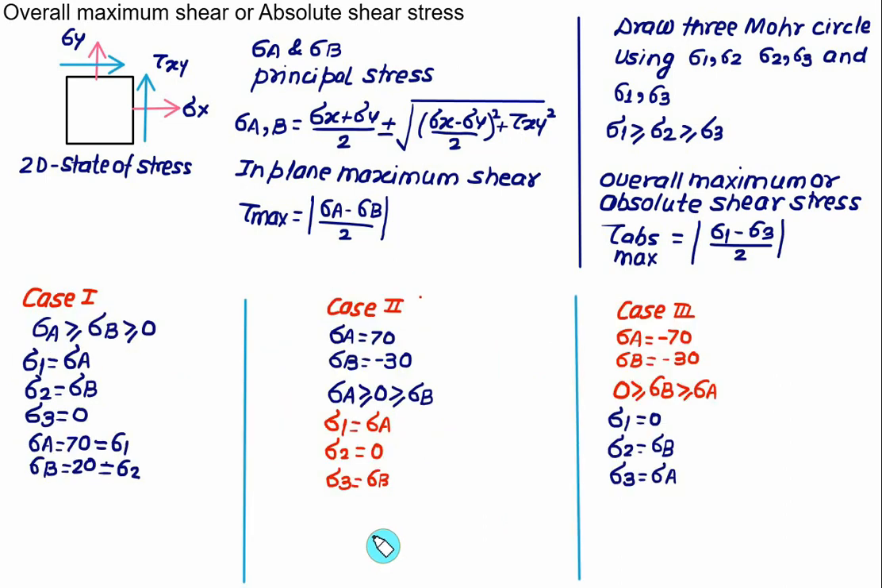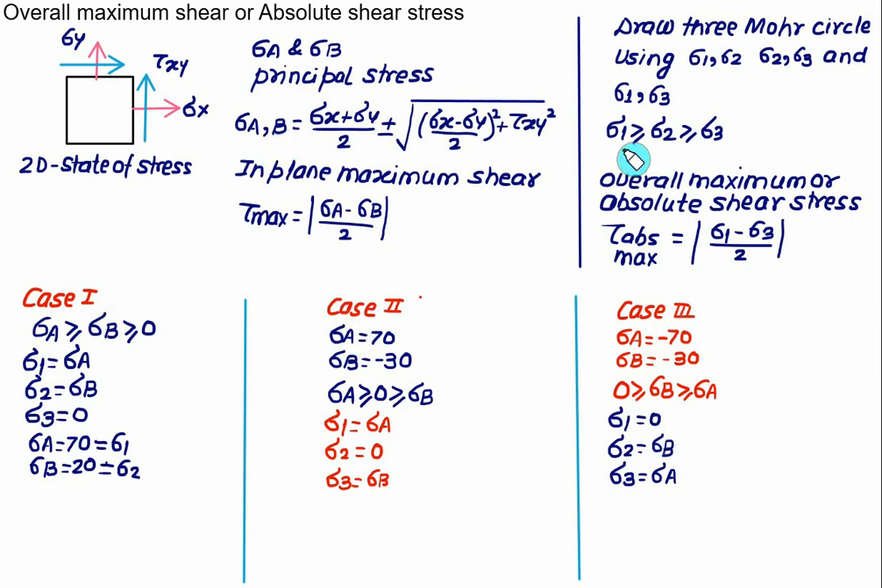So basically we are not interested in the in-plane maximum shear, rather we are interested in the overall maximum or absolute shear stress. To find the value of the overall maximum or absolute shear stress, your first job is to calculate the values of sigma A and sigma B from the known state of stress using the equation (sigma x plus sigma y) divided by 2, plus minus the square root of ((sigma x minus sigma y) by 2) whole squared plus tau xy squared.